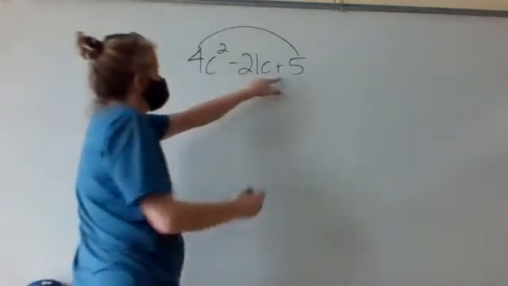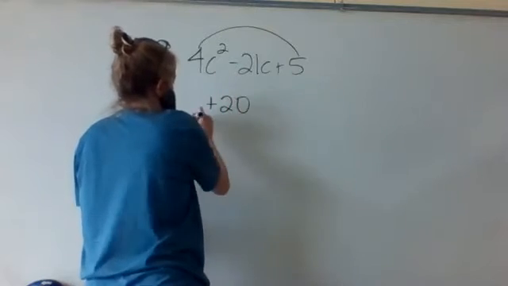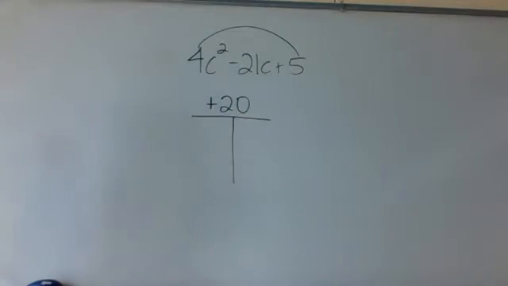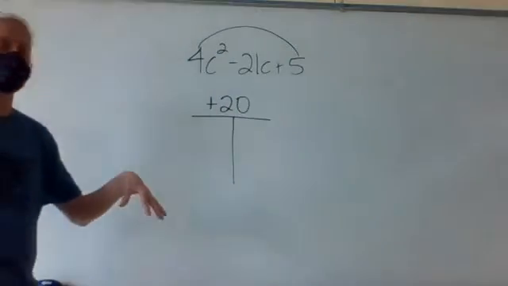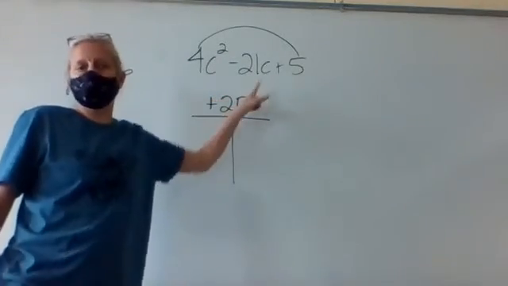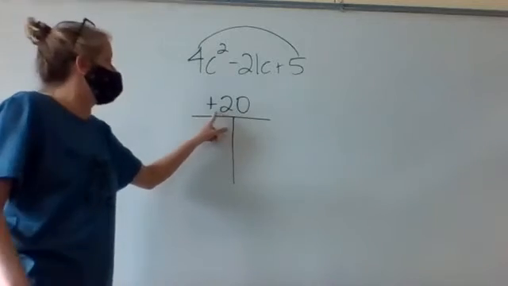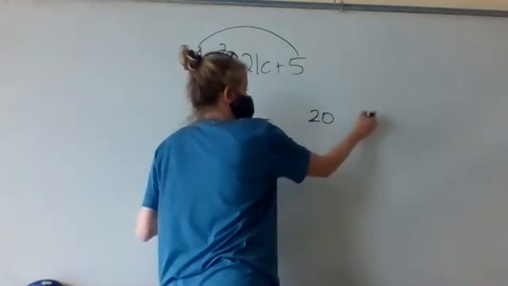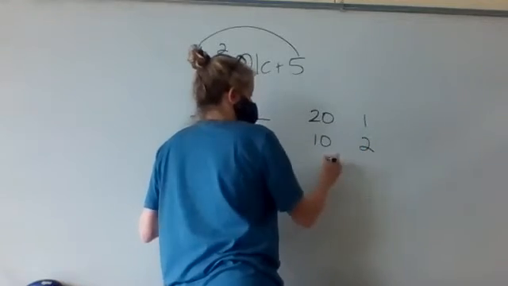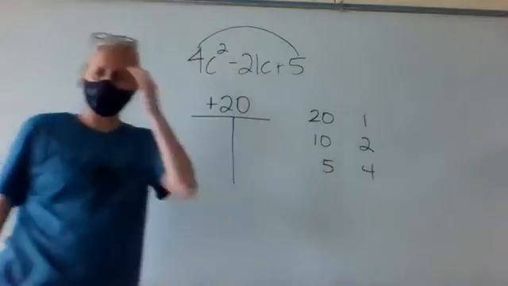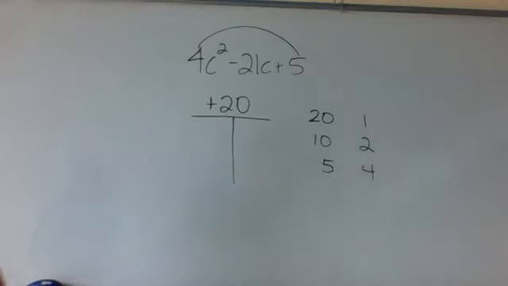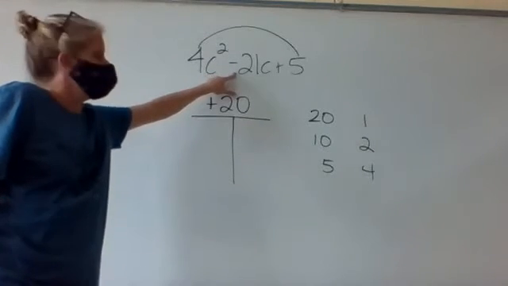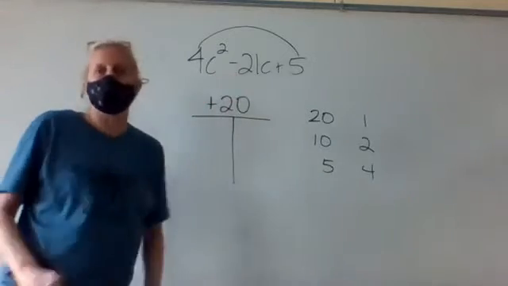So positive 4 times positive 5 is positive 20. I'll make a little chart. So now, just like on the last problems, I'm not going to use this number to find what multiplies. I'm going to use this new number. Ways to multiply to get 20. 20 times 1, 10 times 2, or 5 times 4. Still have to add to the middle. Negative 21. Don't worry about your signs yet.